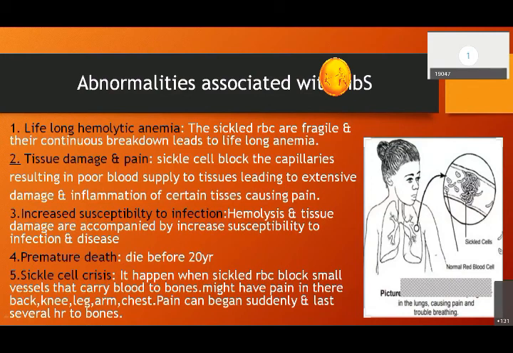Next is sickle cell crisis. It happens when the sickle cells block the small vessels which carry blood to the bones, which leads to pain in the back, knee, leg, arm, and chest. The pain may be throbbing, sharp, or dull, and the pain can begin suddenly and last for several hours to days.